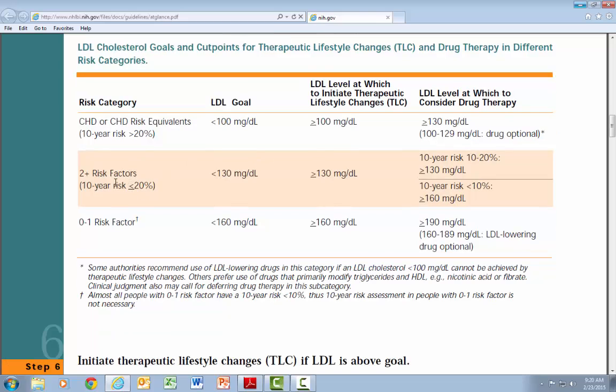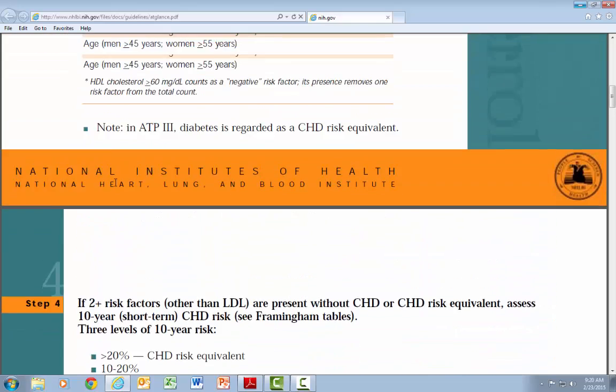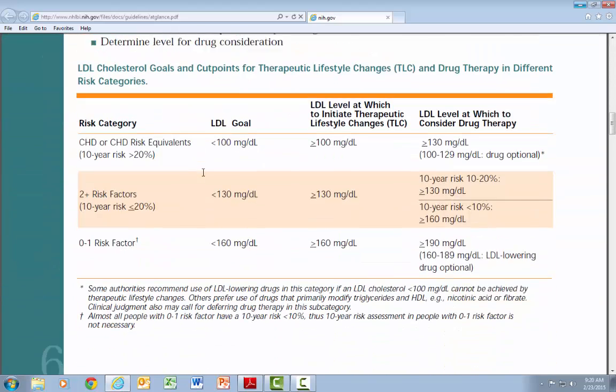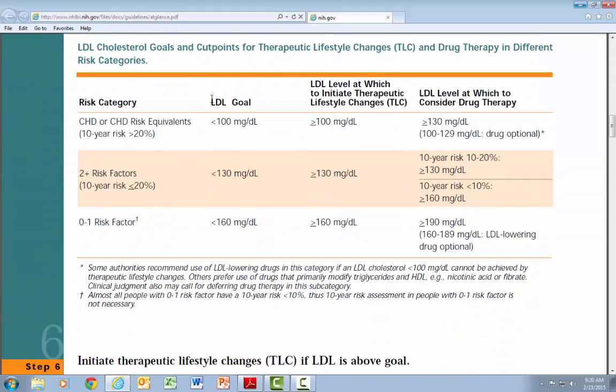So, if you have 2 or more risk factors, again, coming back here: cigarette smoking, hypertension more than 140/90 or on an antihypertensive medication, low HDL, family history of premature CAD or death, or being a man more than 45 or a woman more than 55, then your LDL goal must be less than 130. Optimal is less than 100, even more so if you have a stroke.